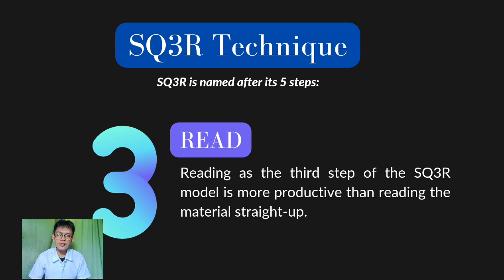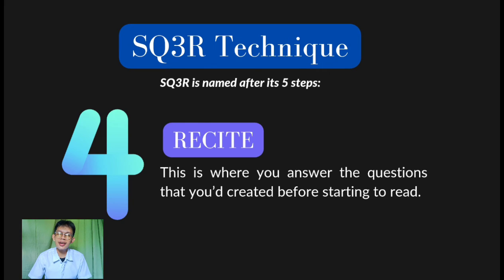So third one is read. So reading, this is the third step under this method. So reading as the third step of the SQ3R model is more productive than reading the material straight up. This is because you already have an idea of the material and questions in mind that you seek answers to. So on the second step, you formulate questions and you'll find answers to that in the third step, which is reading.